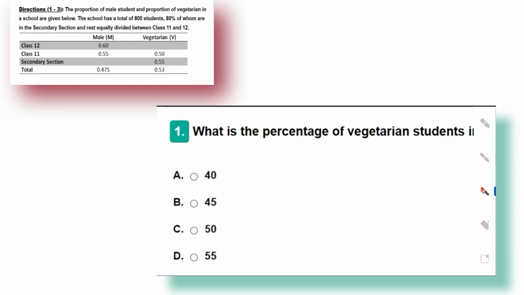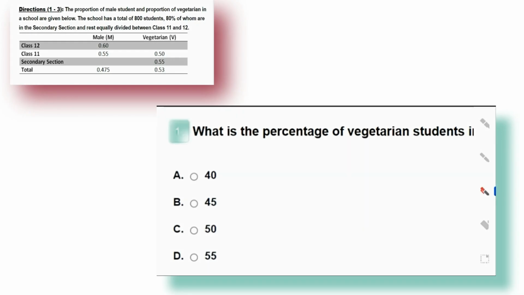That means 53% of 800. Then we have to calculate total vegetarians in the secondary section, and then we have to calculate total vegetarians in class 11. Then whatever we get, just total minus secondary section minus class 11 section, then we'll get the total vegetarians in class 12, right? So I hope you understood. Okay, so let's proceed to the solution.